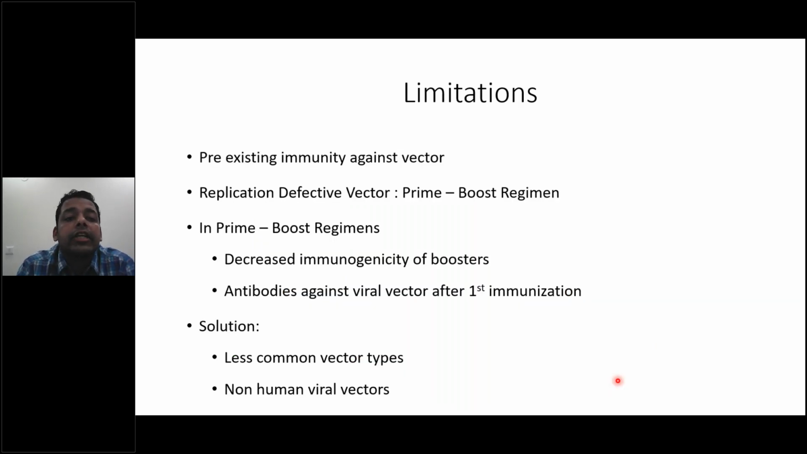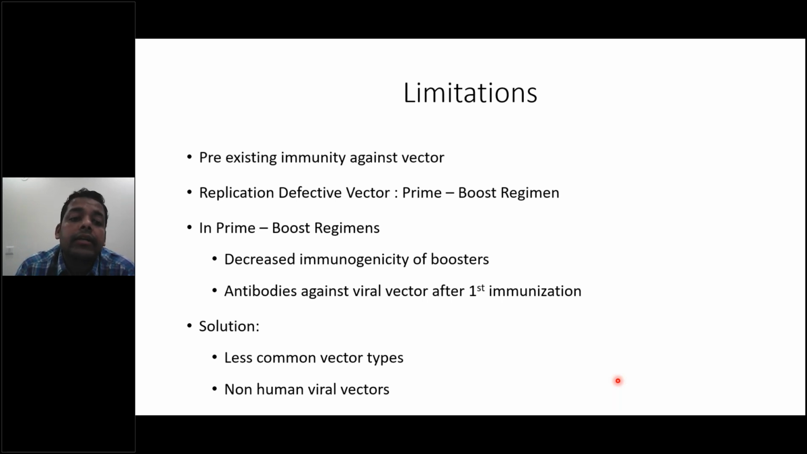The few limitations for these are that we may have some pre-existing immunity against the vector virus. And since if we use the replication defective vectors, then some booster doses may be required. A primary followed by a booster regimen may be needed. And in these primary and booster regimens, it has been found that there is decreased immunogenicity of the boosters. That is, the level of immune response that we get after a booster is extremely reduced.